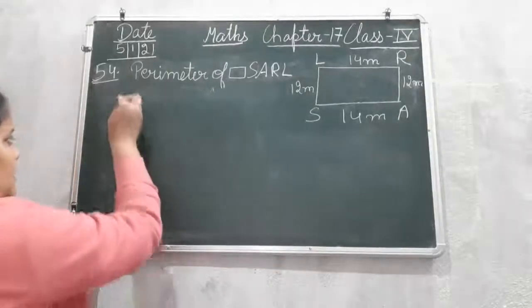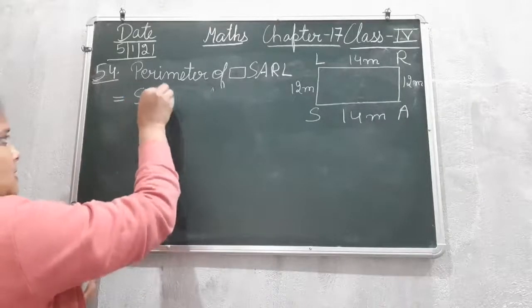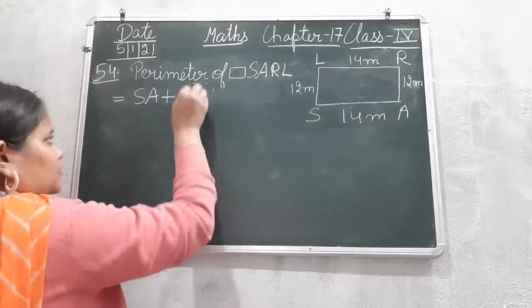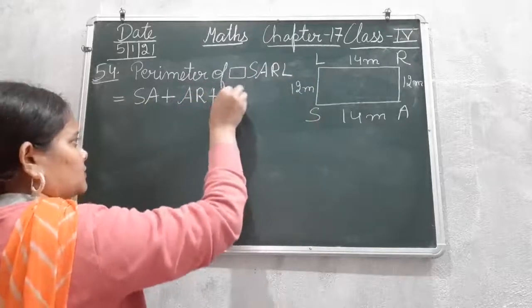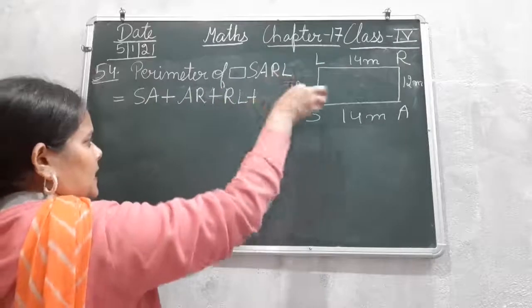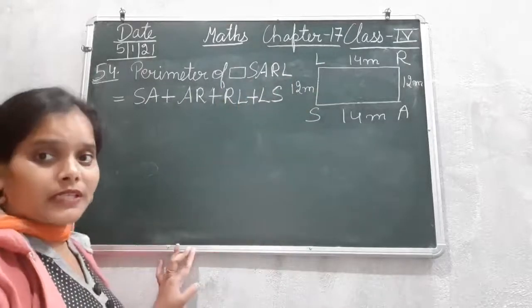Again I am writing the sides, that is SA plus AR plus RL plus LS. So these are the 4 sides of the given rectangle.